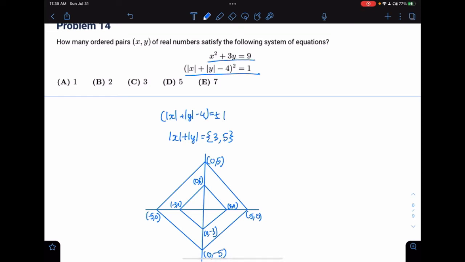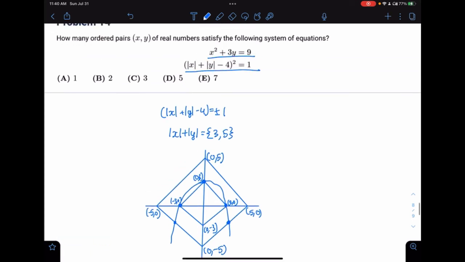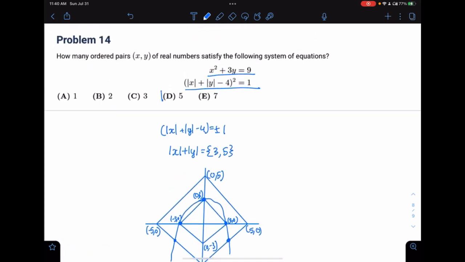x squared plus 3y is equal to 9. If you graph this, you'll get a parabola, which will intersect with the inner diamond at the points (-3, 0), (0, -3), and (3, 0). And it'll intersect with the outer diamond at these 2 points. So here we get a total of 5 intersection points. So our answer is B, 5.